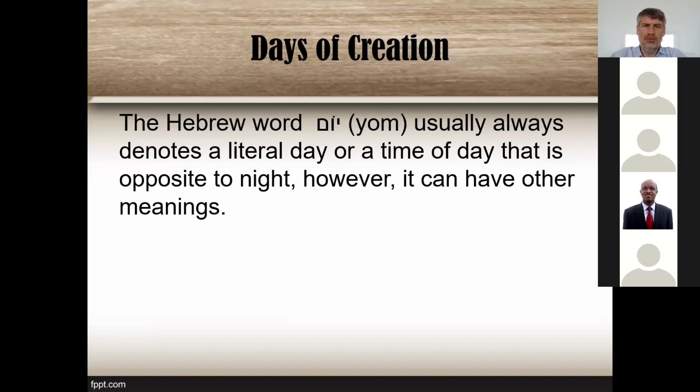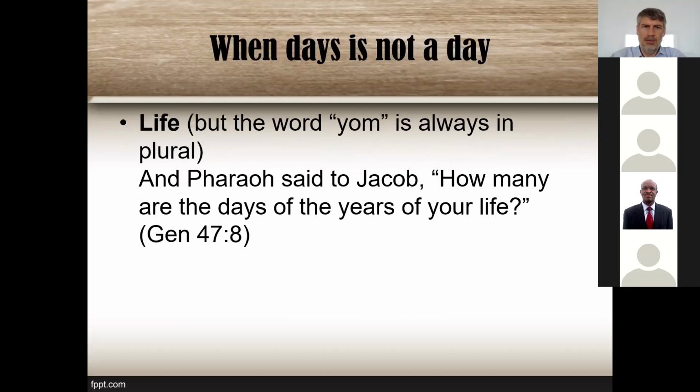Because, first of all, the Hebrew word Yom usually denotes a literal day or a time of day that is opposed to night. But it can have several other meanings. What we can say about other meanings of Yom is that it can mean a period of time more than one day only if it occurs in plural. For example, it can mean life. Pharaoh said to Jacob, "How many are the days of the years of your life?"